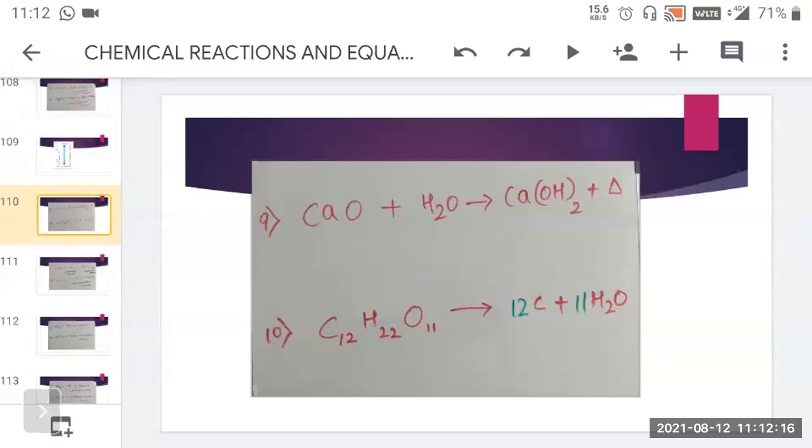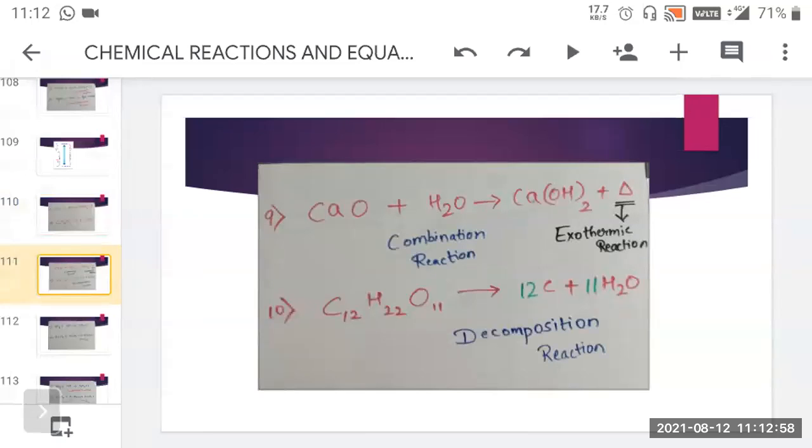Then comes C12H22O11. Here in this case again, we will go one by one with the reaction. Combination reaction, two reactants and one product, so it is not fulfilled. Then comes the decomposition reaction, one reactant and two products. Here that particular criteria has been fulfilled. So we can say that the breakdown of C12H22O11 has taken place and it is converted into 12 carbon and 11 H2. Hence we can say that in this case, it is a decomposition reaction.